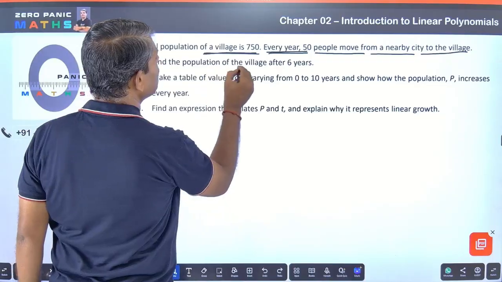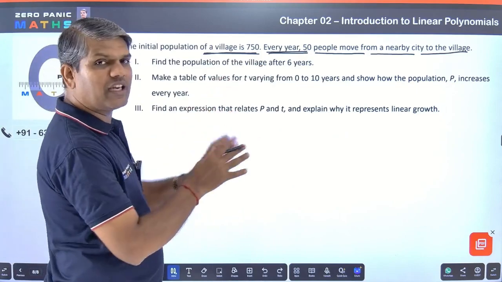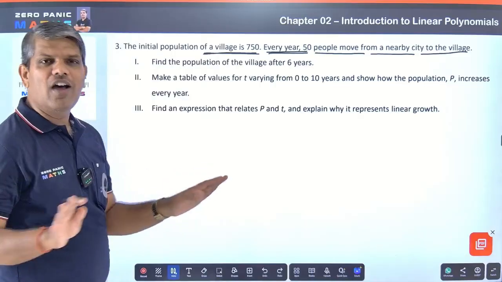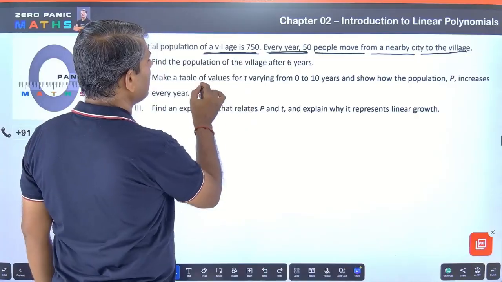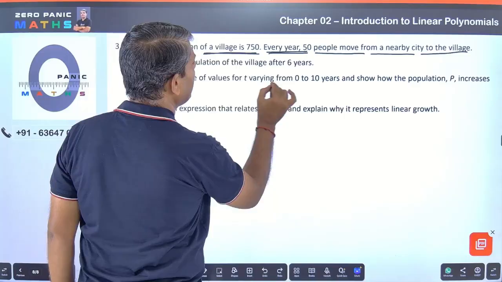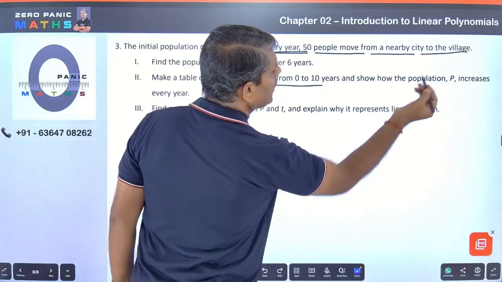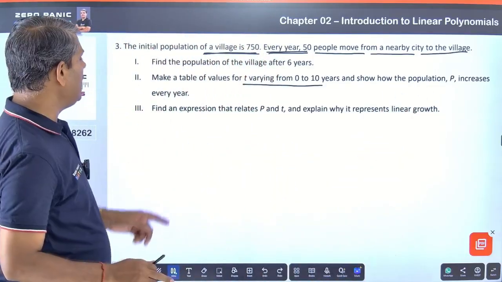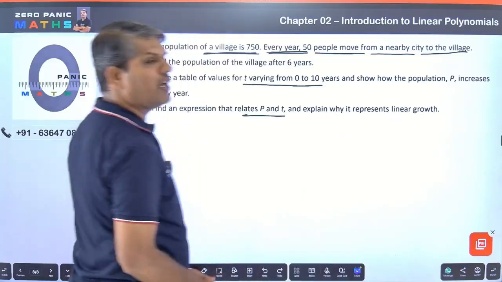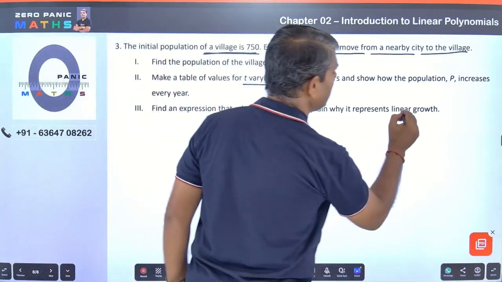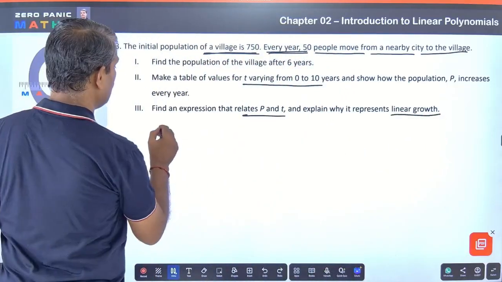Find the population of the village after 6 years. So we need to find the similar value. Only the values are getting changed here, but the questions are all of the similar pattern. Now second is make a table. Again, make a table of values, t varying from 0 to 10 years, where t is the time in years, and show the population, that is p, every year. And find an expression that relates p and t, and explain why it is a linear growth. They themselves are saying here it is a linear growth. So we can easily understand how to resolve this problem.